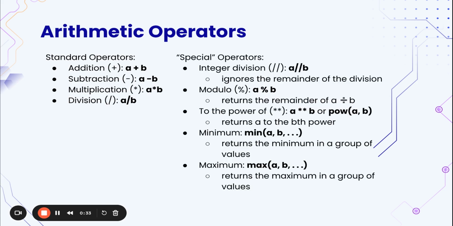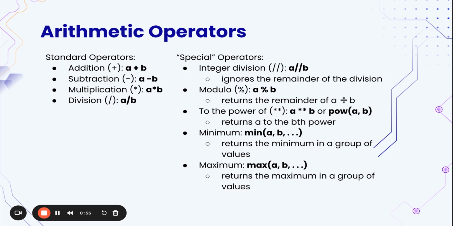Here are some special operators. There's integer division, which is a // b. This ignores the remainder of the division. There's the modulo operator, which is a % b. This returns the remainder of a divided by b.